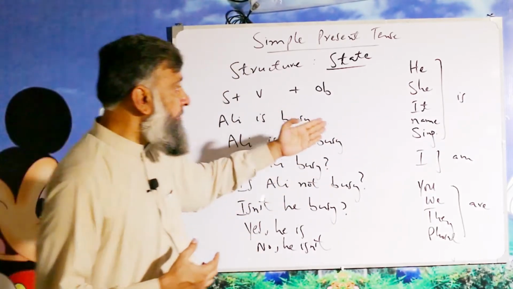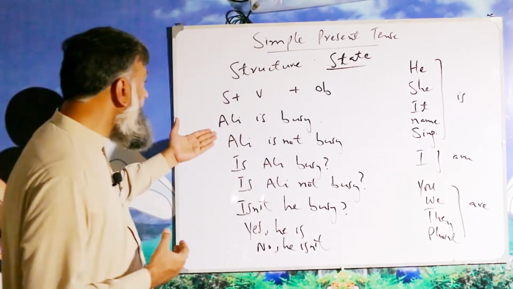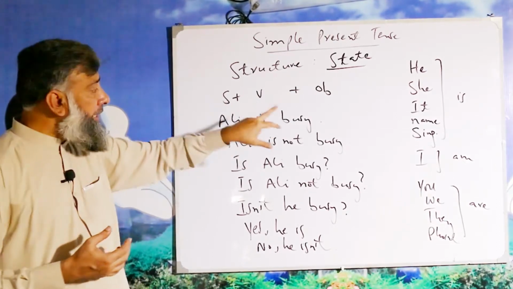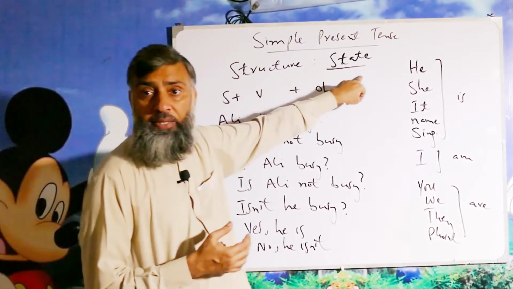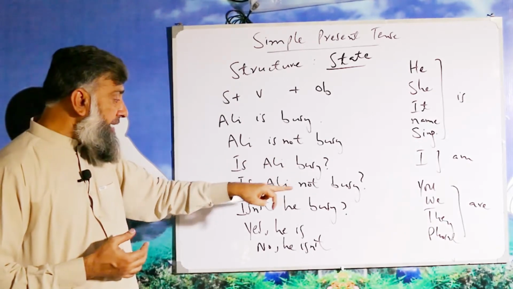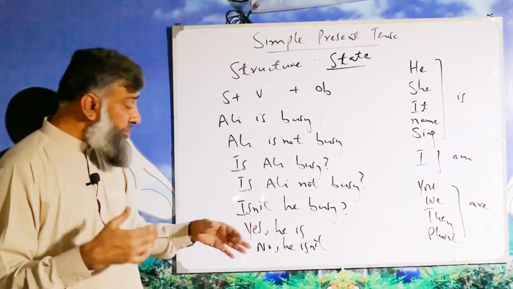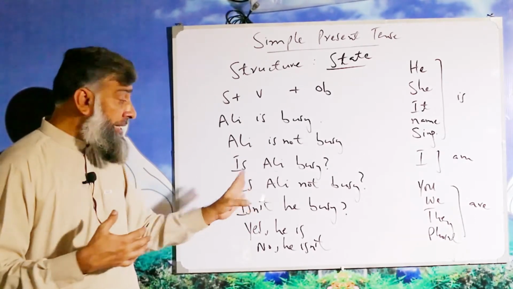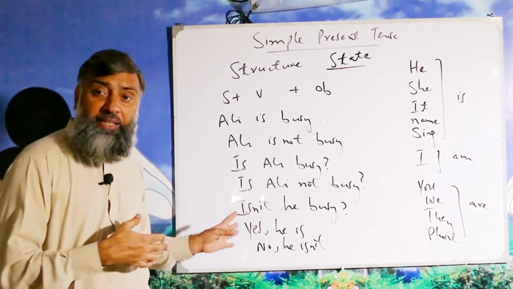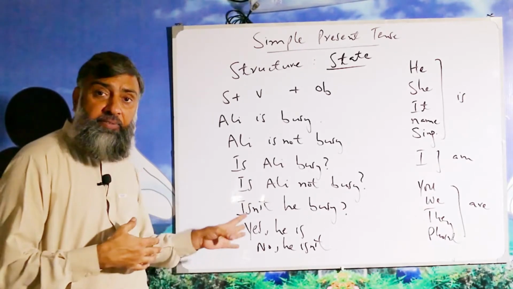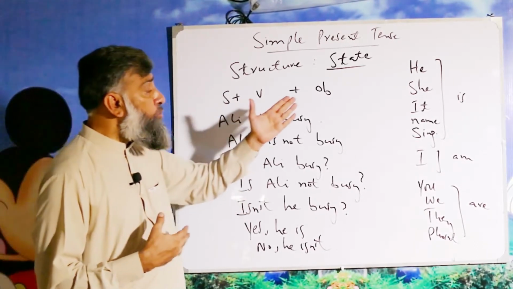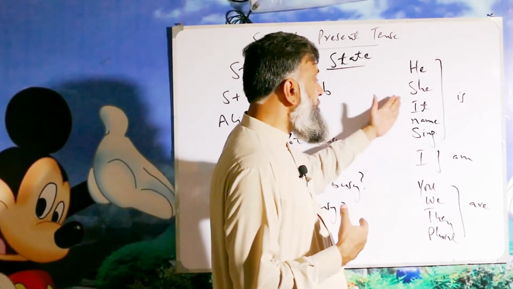So the first example is related to he, she, name, it, and I have written Ali is busy. Now you can see the basic structure: subject, verb, object is followed, but here the verb is not showing action, the verb is showing state. Ali is not busy. Is Ali busy? Interrogative. Is Ali not busy, when you are writing formal English? But if you are speaking, then isn't he busy? Instead of Ali, I have used the pronoun he. Then to answer: yes, he is, positive answer; negative answer, no, he isn't. So this is the example where at the position of subject you have he, she, it, name, and singular.